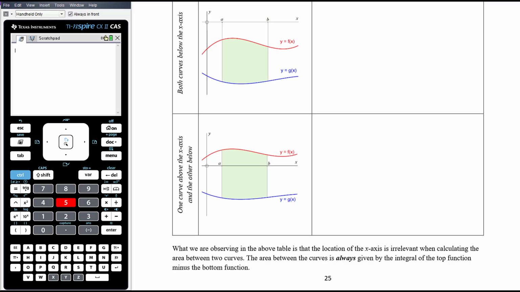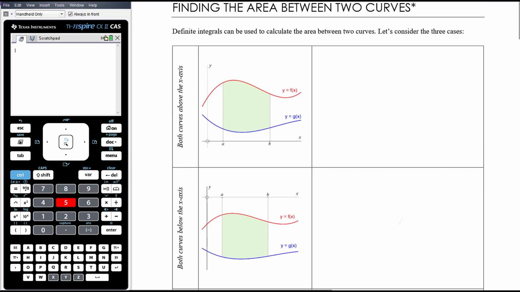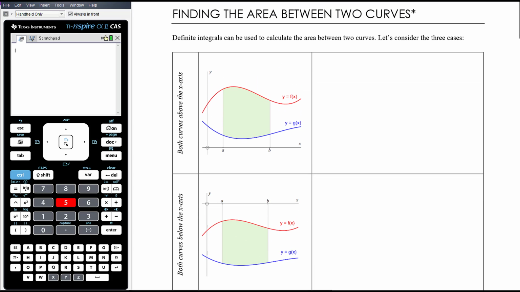So I want to investigate these three situations independently to actually show you that it doesn't matter where the x-axis lies. Okay, I'm not trying to make things more difficult here. Hopefully I'm going to illustrate to you that you get the same thing every time, and so therefore you don't need to worry about where the x-axis lies when you're finding an area between two curves. So let's work through the algebra that verifies that.